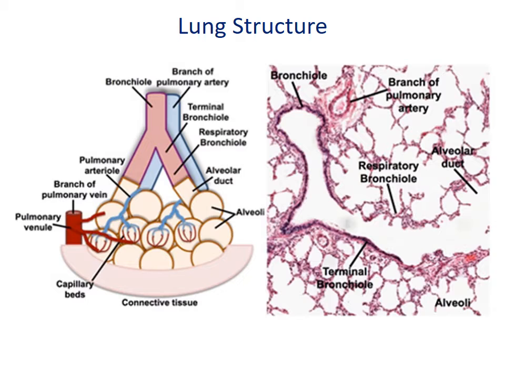Some places you can see the blood supply to the lungs. So here's a place where you can see a branch of the pulmonary artery. So the pulmonary artery is going to bring blood to the lungs, and then pulmonary capillaries are going to be associated with each air sac. And then the blood leaves the lungs through the pulmonary vein.